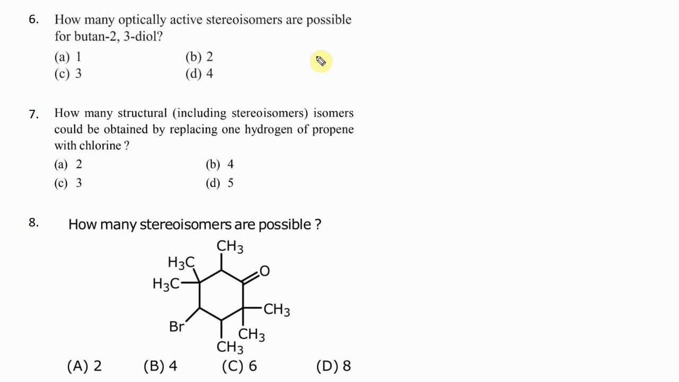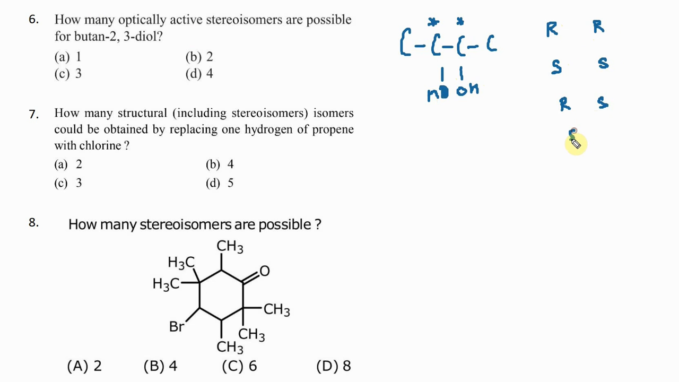How many optically active stereoisomers are possible for butane 2,3 diol? Butane 2,3 diol. Okay, so now this is chiral, and this is also chiral. So how many are possible? Optically active isomers. Now what configurations can this have? R can be there, S can be there, RS, SR. Now these two are the same compound because this has a mirror plane, meso.